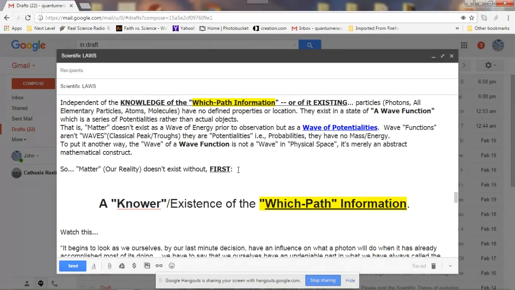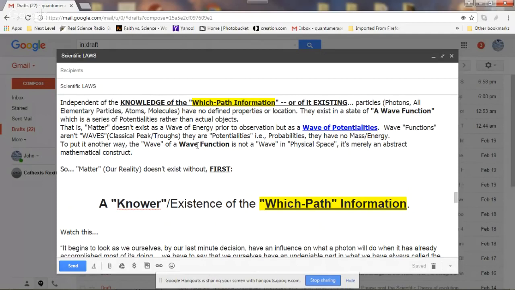Wave functions aren't waves, classical peak troughs. They are potentialities. They're probabilities. They have no mass energy. You can't give me the wavelength and frequency of a wave function. It's non sequitur from the Black Lagoon. To put it another way, the wave of a wave function is not a wave, like I said, in physical space. It's merely an abstract mathematical construct. They just conjured it to try to explain the results of the double slit experiment, the quantum eraser experiment, and the delayed choice experiments. That's all they did.